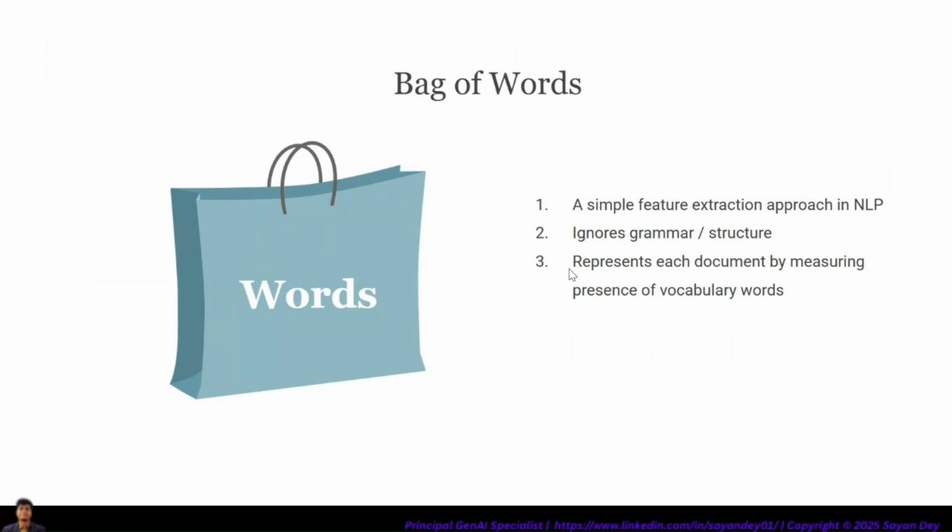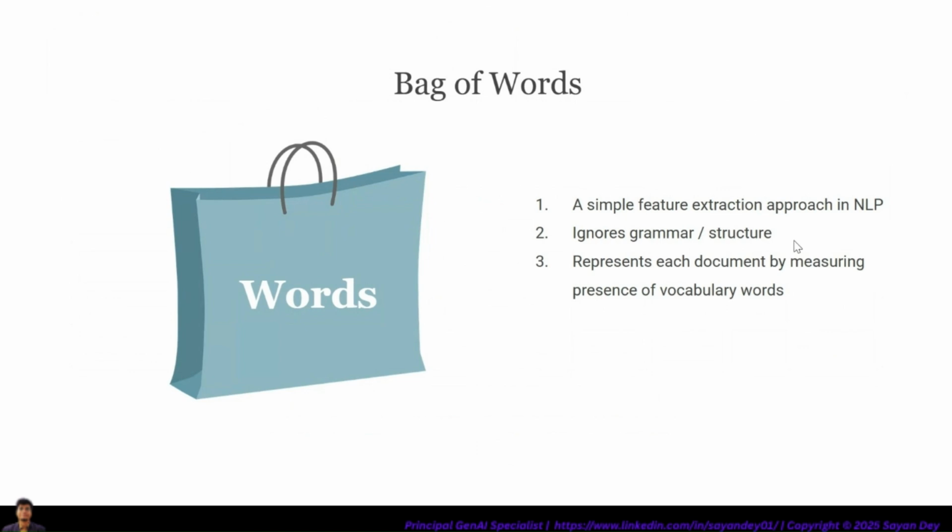So we will find out the unique set of words, which is the vocabulary, and then we will find out how many times a particular word appears in a particular document. We will simply look at the word counts. So we will represent each document by measuring the presence or absence of vocabulary words.